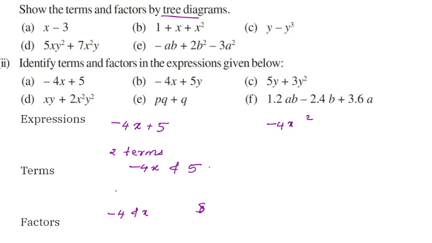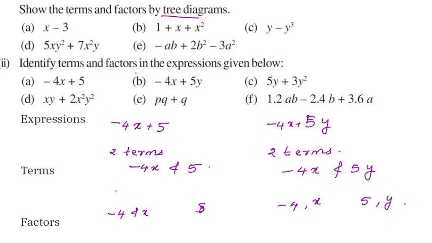Now what is the next question? Minus 4x plus 5y. How many terms are there? Two terms: minus 4x and 5y. How many factors are there here? Minus 4 and x, and 5 and y. In a similar way, can you do the next question?